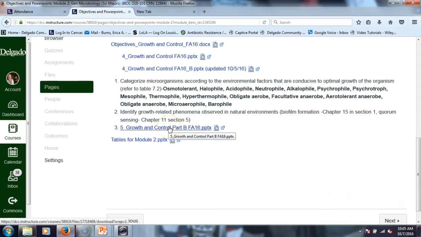But this little PowerPoint right here is like 6 slides. It covers this one last objective for growth and control, which the topic biofilm is talked about in Chapter 15, Section 1, in quorum sensing, and Chapter 11, Section 5. This objective said refer to a table, which of course you guys don't have. That was from the old book. So I actually wrote out what was in the table, basically all these terms that you need to be able to define.